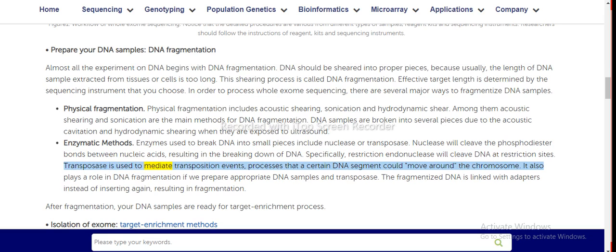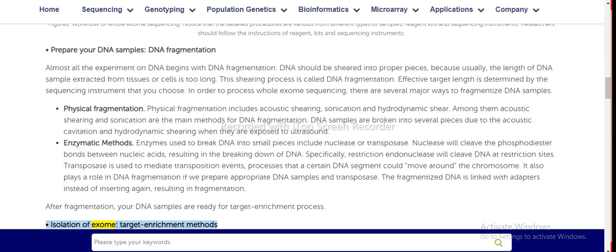Transposase is used to mediate transposition events, processes in which a certain DNA segment could move around the chromosome. It also plays a role in DNA fragmentation if we prepare appropriate DNA samples and transposase. The fragmented DNA is linked with adapters instead of inserting again, resulting in fragmentation. After fragmentation, your DNA samples are ready for the target enrichment process.